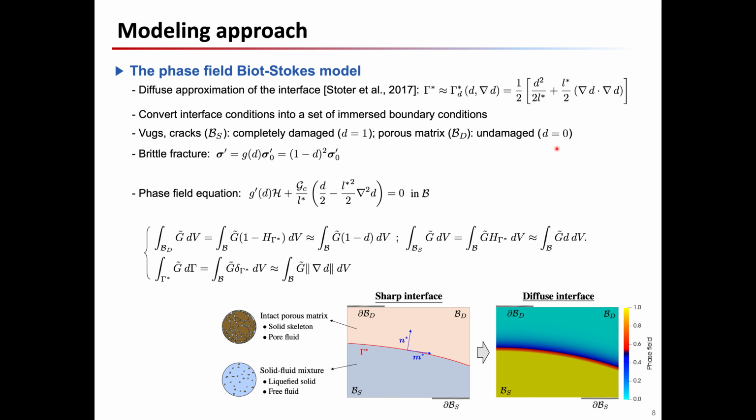We also consider the evolution of the interface as a brittle fracture, so that the governing equation for the phase field looks like this. It should be noted that the phase field itself can be regarded as a smooth approximation of the Heaviside function, and its gradient can be regarded as an approximation of the Dirac delta function. This approach enables us to transform all the subdomain integrals in the weak form into volume integration over the entire domain, and the surface integrals along the interface can also be transformed into volume integrals by using the phase field.